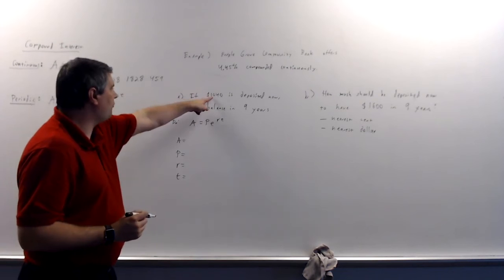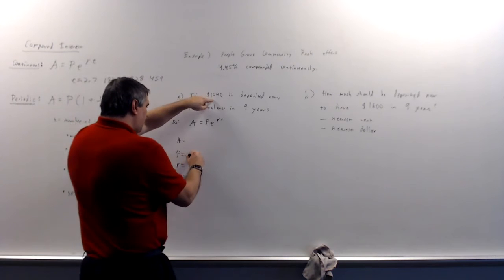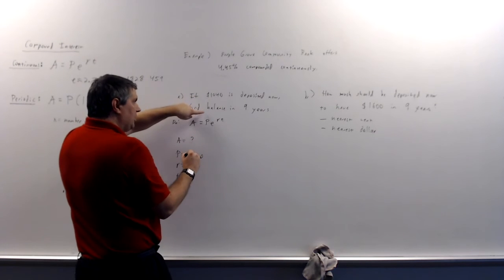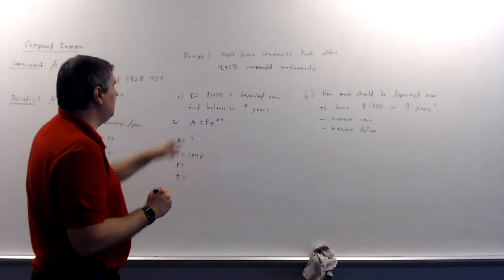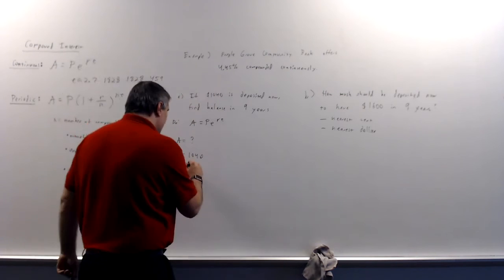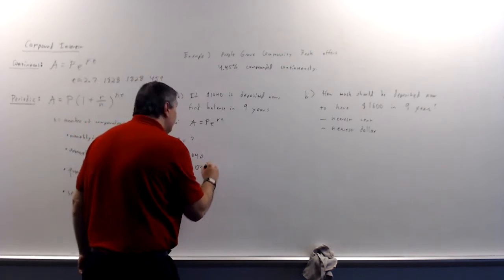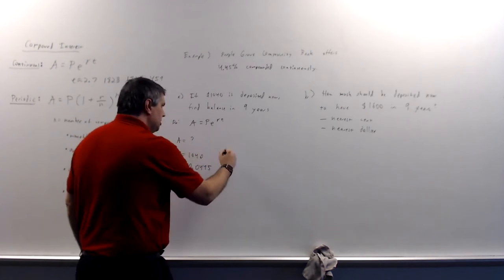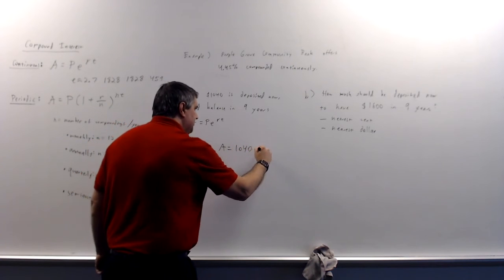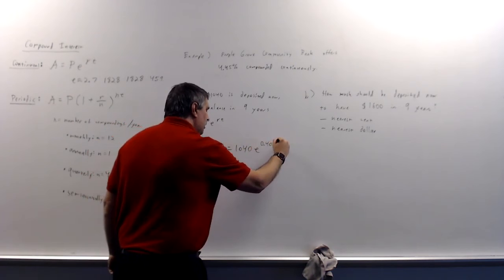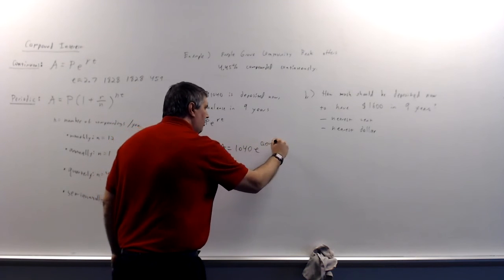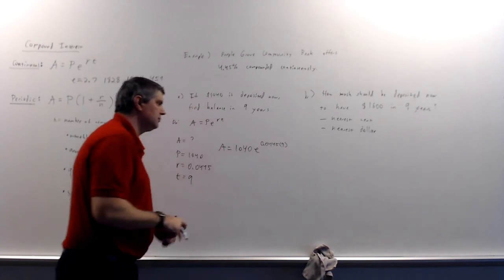So 1,040 is what we're starting with. That's our principal. We're looking for what the balance is going to be, the accumulated value in 9 years. Rate, either move the decimal point over 2 places or just divide that by 100, is 0.0445, and t is 9 years. So A equals 1,040 times e to the 0.0445 times 9 power. Okay?